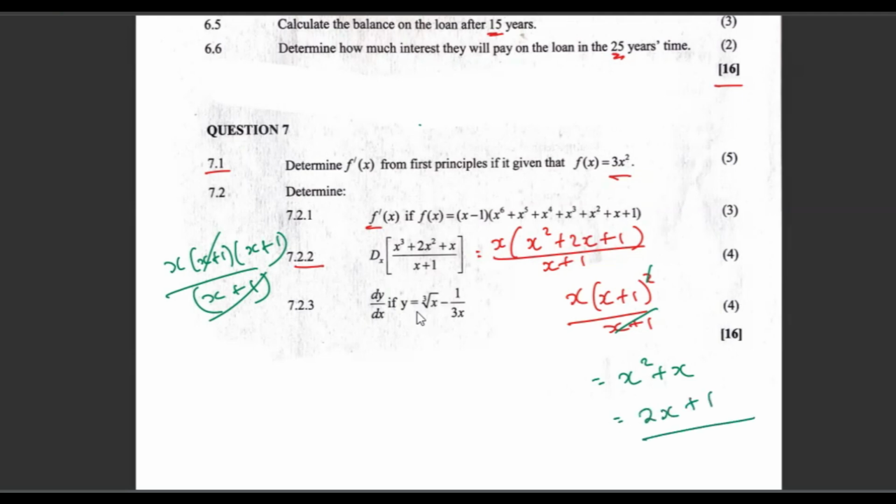So that's the dy/dx. Then they want us to find dy/dx if. Same story. Let's change these two exponents and let's remove this x and take it on top. So that's going to be x to the 1 over 3 minus 1 over 3 x to the negative 1.